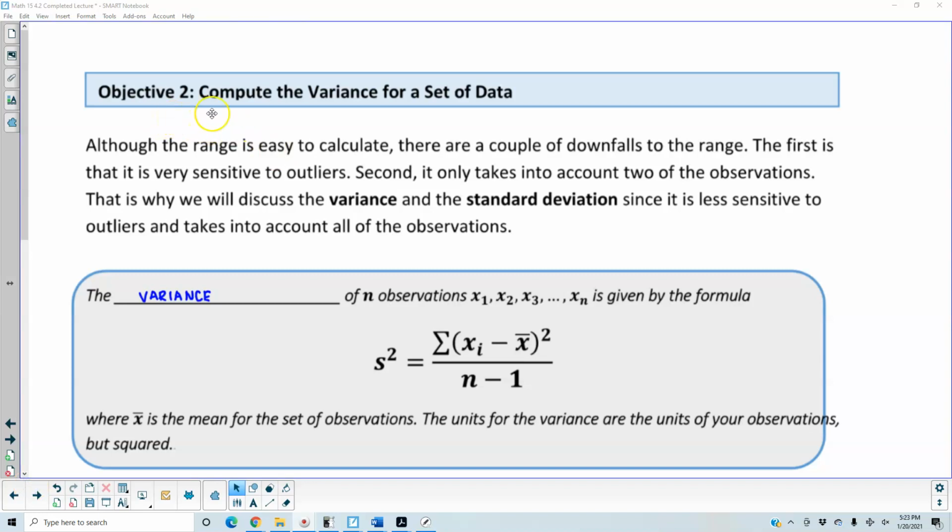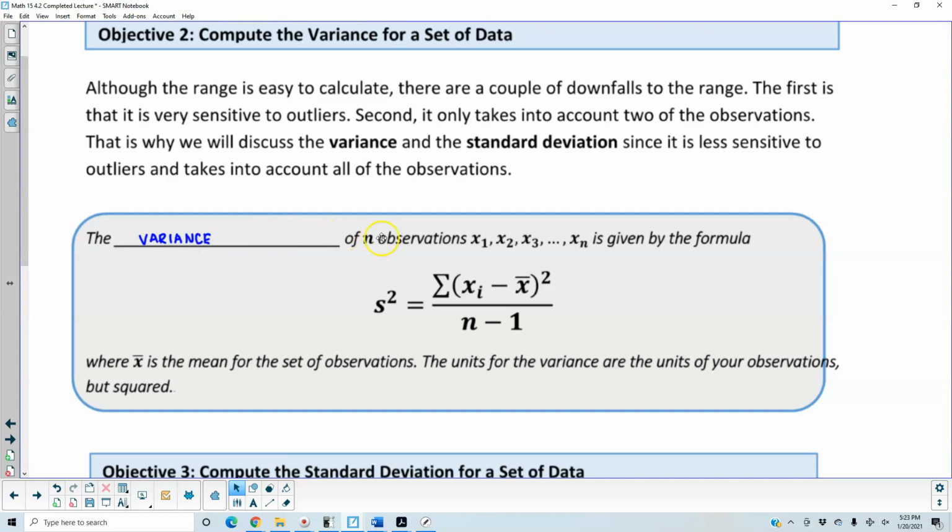Objective 2. Compute the variance for a set of data. Although the range is easy to calculate, there are a couple of downfalls to the range. The first is that it is very sensitive to outliers. Second, it only takes into account 2 of the observations. That is why we will discuss the variance and the standard deviation, since it is less sensitive to outliers and takes into account all of the observations.